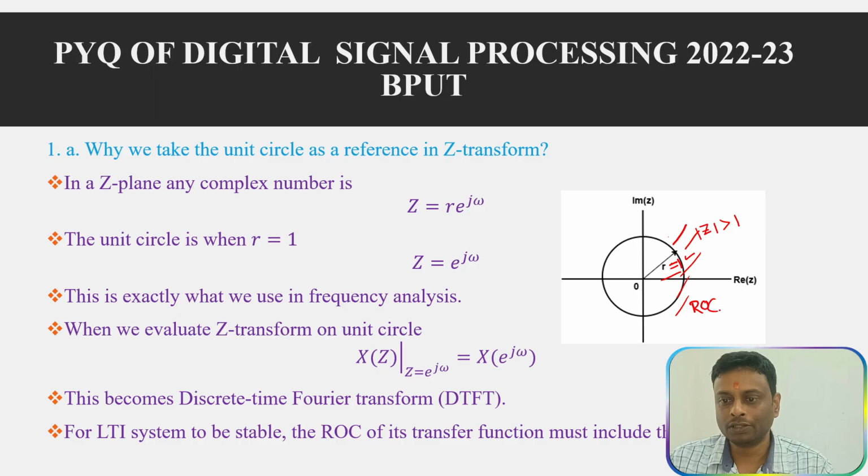So you can write it this way: we use the unit circle because for the LTI system to be stable, the ROC must include the unit circle, and also because we use it for the frequency analysis of discrete time signals, which becomes the discrete time Fourier transform. This is our first question. Each question has 2 marks.